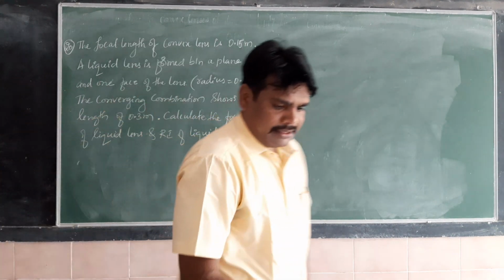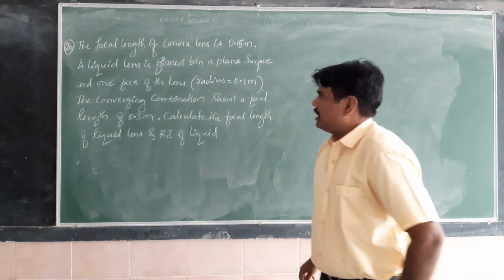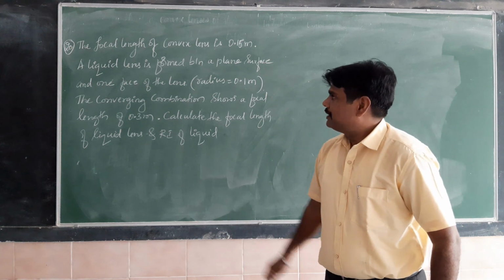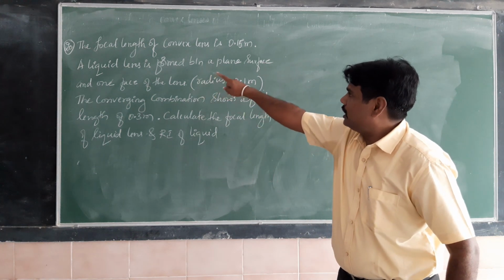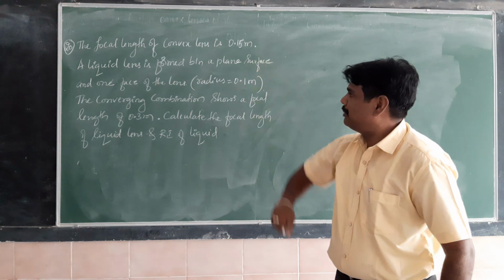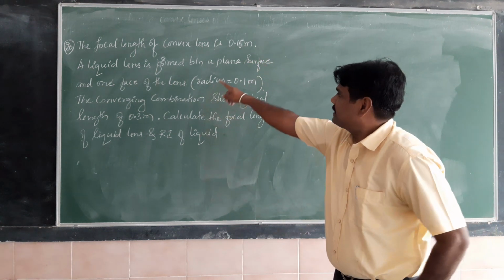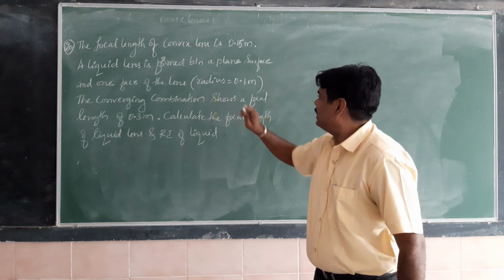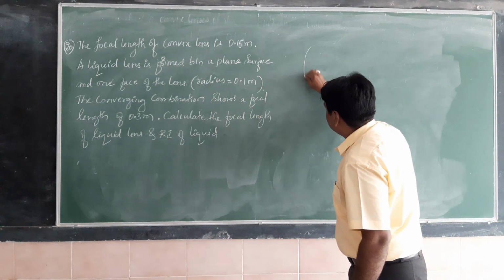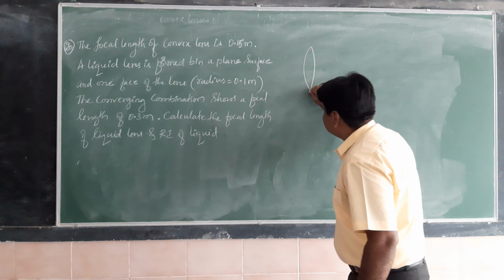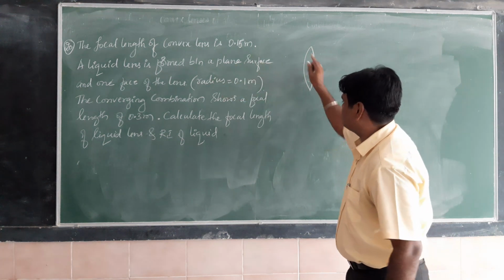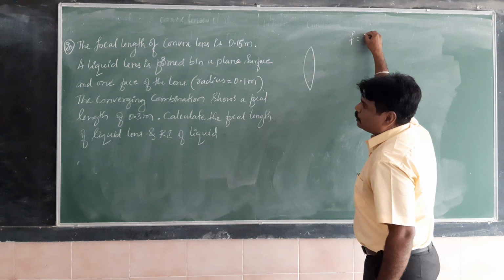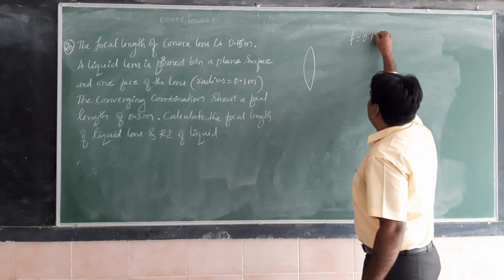Okay, welcome back once again, students. Now I am going to explain problem number 20. See here in problem number 20, the focal length of a convex lens is 0.15 meter. A liquid lens is formed between a plane surface and one face of the lens. So this is the diagram according to the given data. A convex lens is given. What is the focal length of the convex lens? F is equal to 0.15 meter.